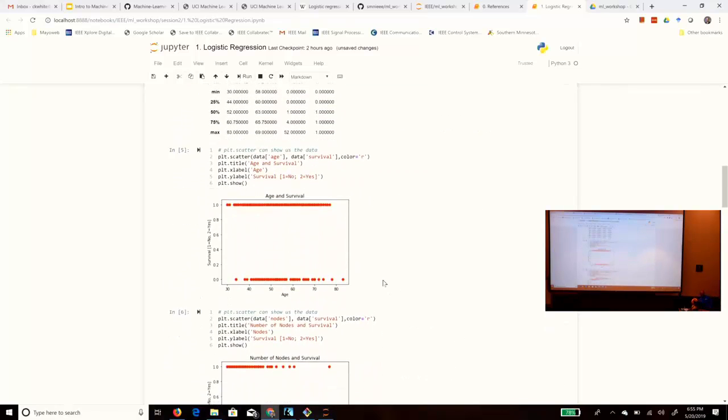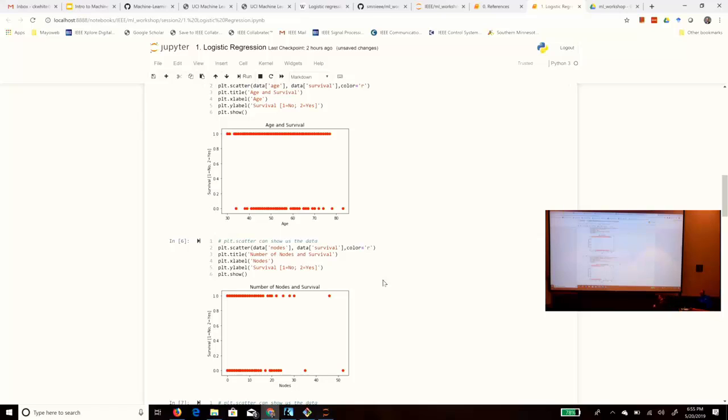Okay, actually, while you're trying to do this, it's hard to build intuition, so let's just talk through it a little bit. Let's take age and survival. If we thought age was a really good predictor of 5-year survival, and young people survived and older people died, what would that top plot look like?